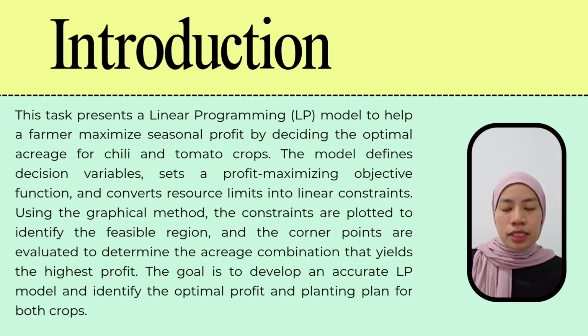So, this task presents a linear programming model to help a farmer maximize seasonal profit by deciding the optimal acreage for chili and tomato crops. The model defines decision variables, sets a profit maximizing objective function, and converts resource limits into linear constraints. Using the graphical method, the constraints are plotted to identify the feasible region and the corner points are evaluated to determine the acreage combination that yields the highest profit. The goal is to develop an accurate LP model and identify the optimal profit and planting plan.